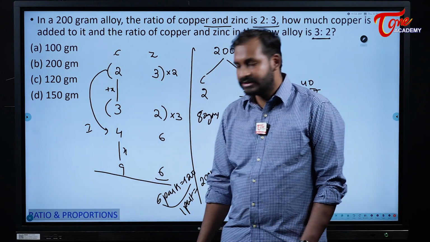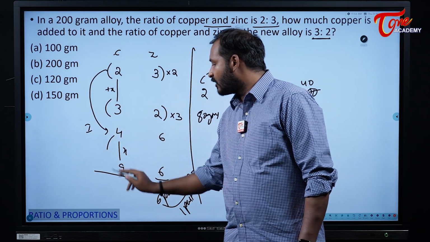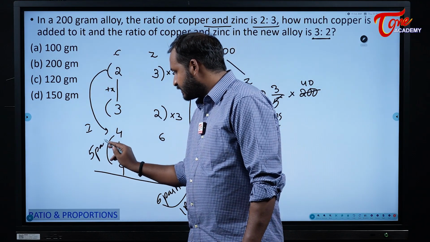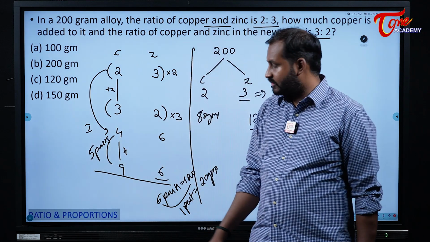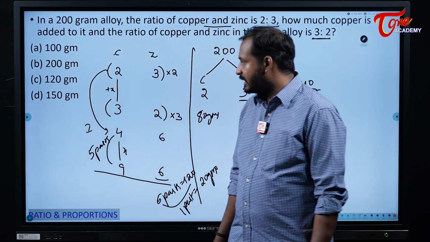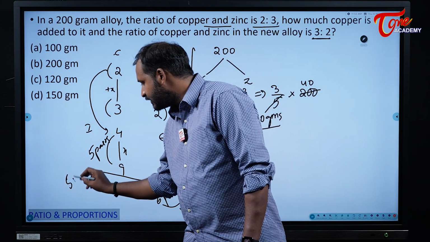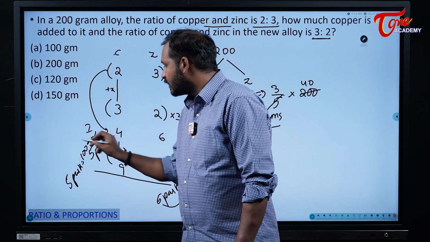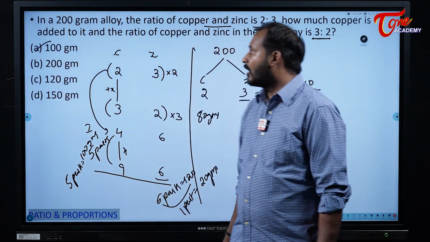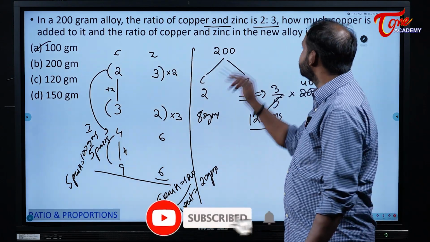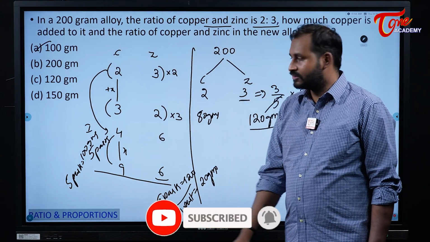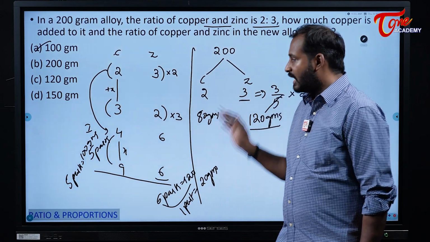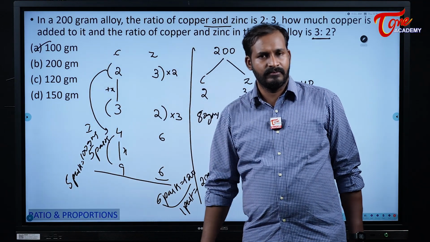So if one part is 20, now please see here, from here to here how much difference do I have? 5 parts. So 5 parts becomes how much? 100 grams. 5 parts is equal to 100 grams. That means we are going to add 100 grams of copper to the alloy so that the ratio becomes 3:2. So first of all, we need to calculate the initial quantity of copper and zinc, and from that we need to go to our basic problem.